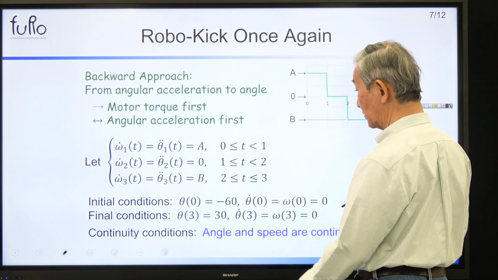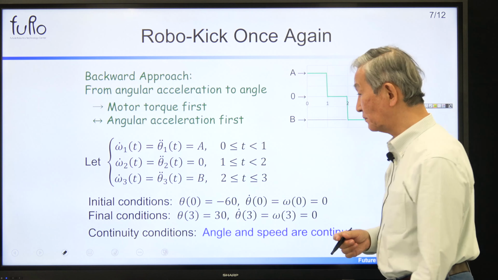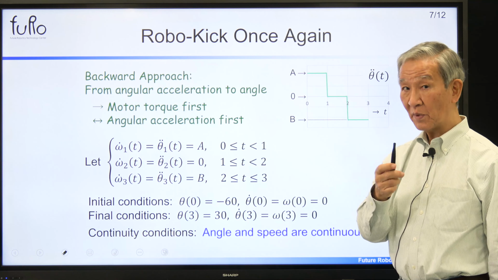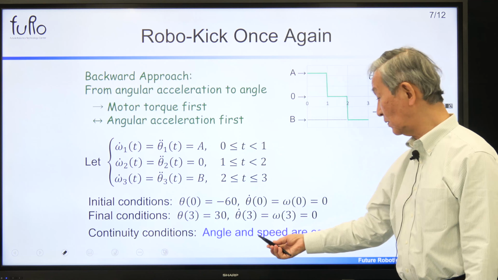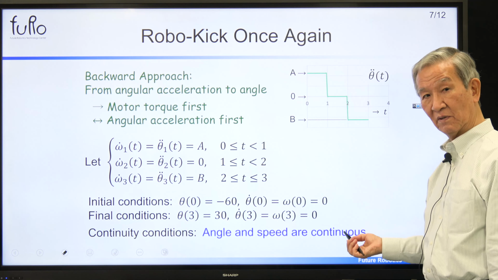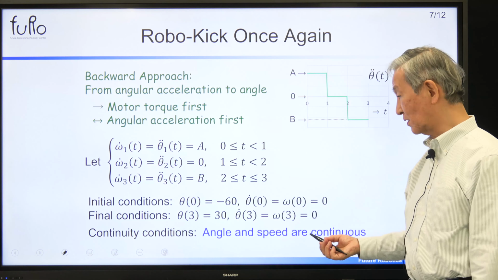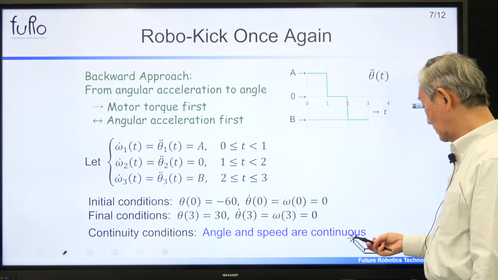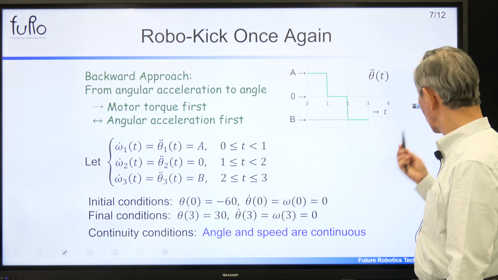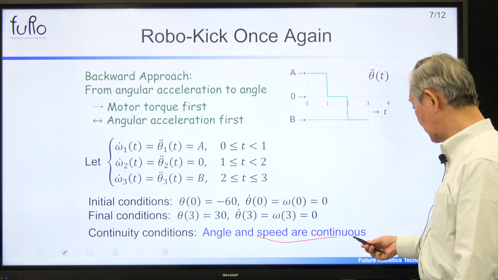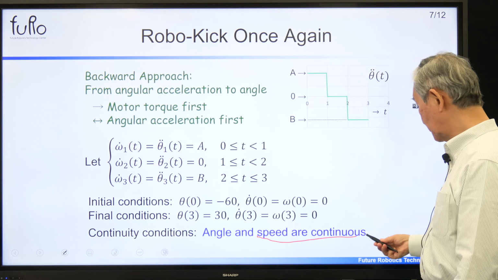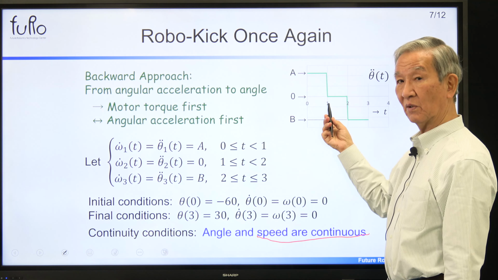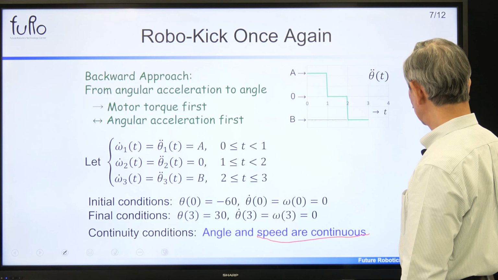So I use those conditions, but that's not enough, because you remember we used the condition that angle and speed are continuous. Well, not that speed is continuous, but the final trajectory we came up with had this property, speed is continuous. Okay, so let me use that. This has to be continuous at all times, so at t equal to 1 and t equal to 2 as well.